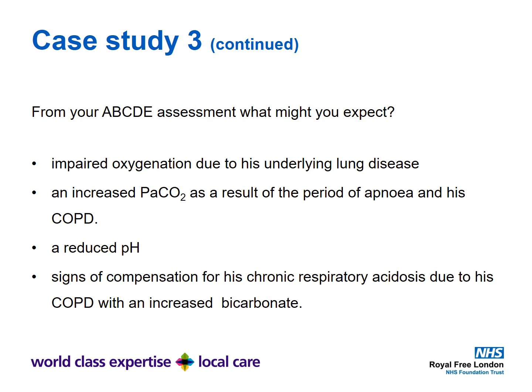So, from your ABCDE assessment, you might expect impaired oxygenation due to his underlying disease. He's had a respiratory arrest, therefore there will be no ventilation, therefore there will be no exchange of gases and his CO2 will be elevated. He'll also have a reduced pH as this is an acute respiratory arrest, but this is probably someone that will have signs of compensation for his chronic respiratory acidosis, therefore they are likely to have an increased bicarbonate even in an acute situation such as this.